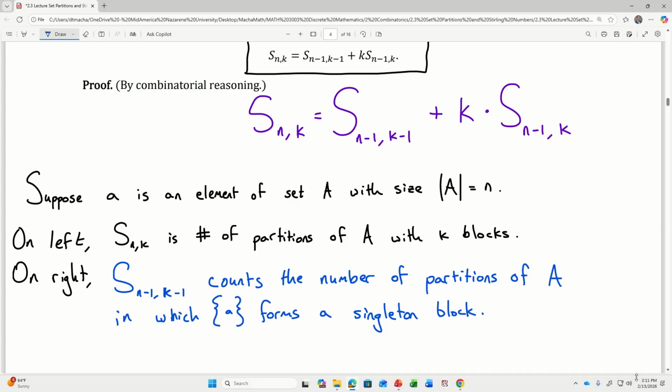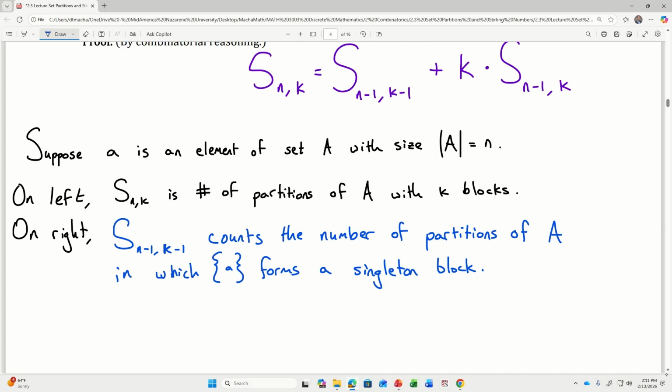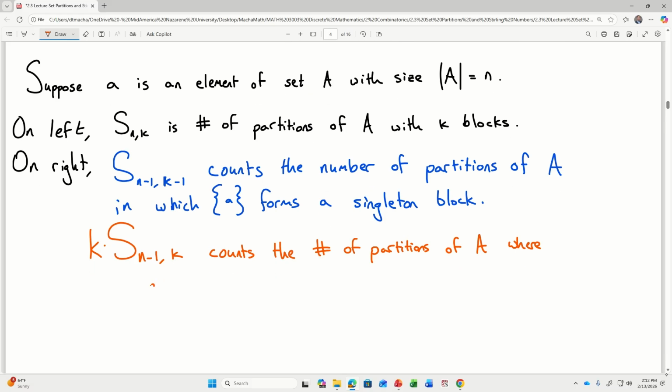The other part of the right side of this equation, k times S(n minus 1, k), counts the number of partitions of A where A belongs to a block of size greater than or equal to 2. That also might take a moment to digest.